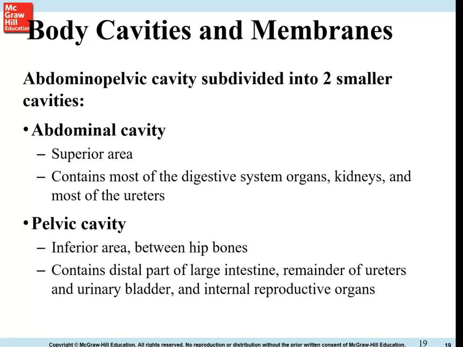The abdominal pelvic cavity, like we talked about, is subdivided into two smaller cavities. The abdominal cavity, which is the superior cavity, contains most of the digestive system organs, kidneys, and most of the ureters. There's also the pelvic cavity, which is the inferior area between the hip bones. This contains the distal part of the large intestine, or the farther away part of the large intestine, the remainder of those ureters, and the urinary bladder and internal reproductive organs.